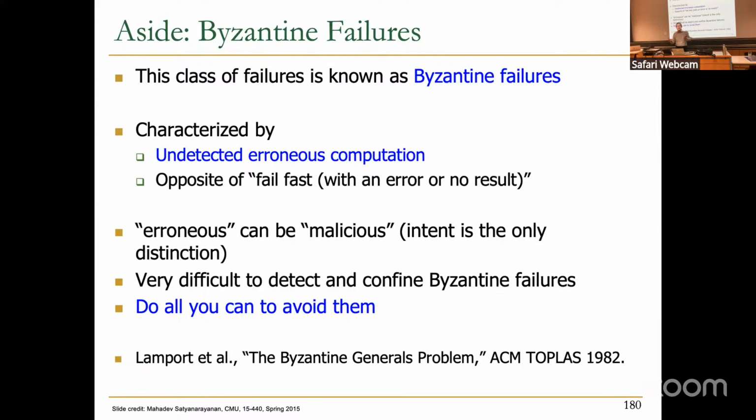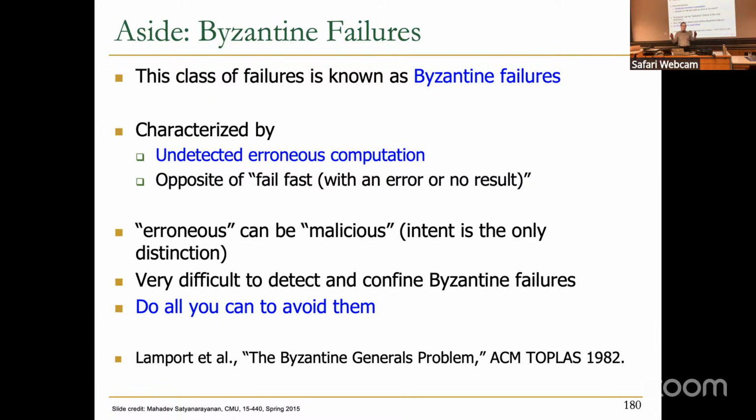Basically, you have erroneous computation, and you don't know about it. This is the opposite of what you really want in a principled system: fail fast. Basically, if you have an error, fail fast, either with an error or give no result, right? That's a good design principle for a dependable system. Now, the interesting thing with these Byzantine failures, people knew that erroneous is not just erroneous. It can also be malicious, meaning someone can exploit it. The only distinction is really intent. Right? The malicious person can induce a RowHammer bit flip and take over your system.